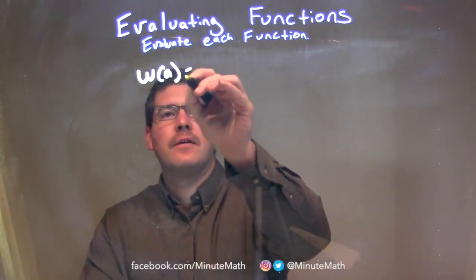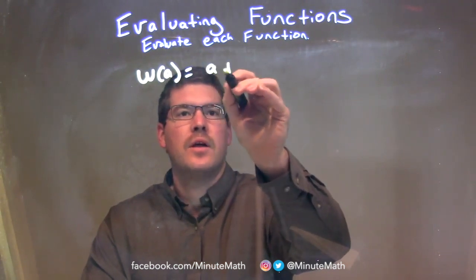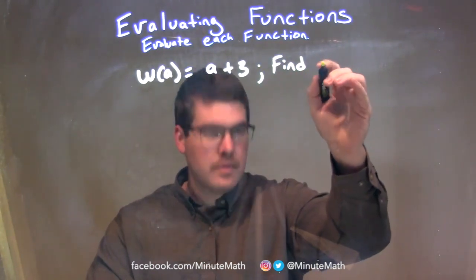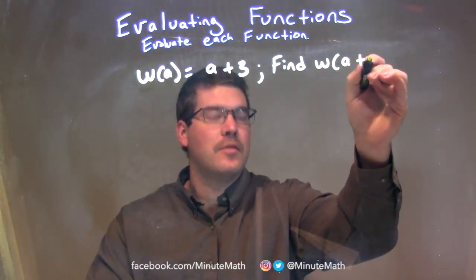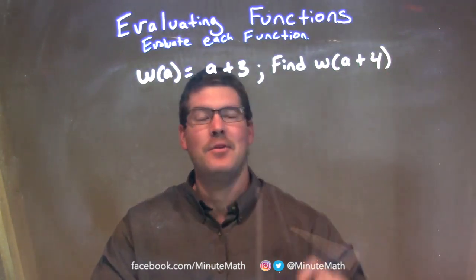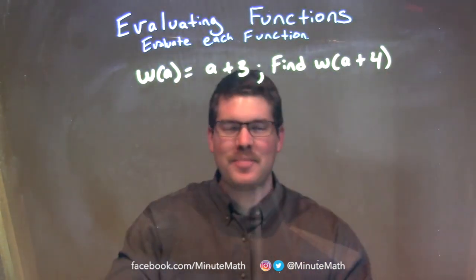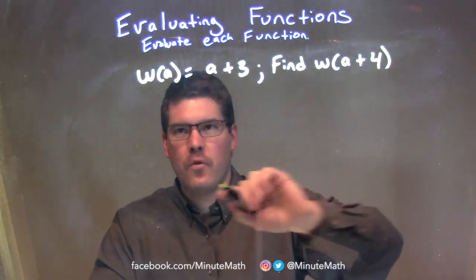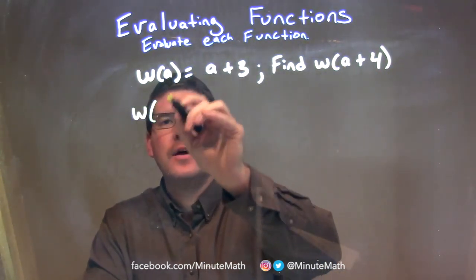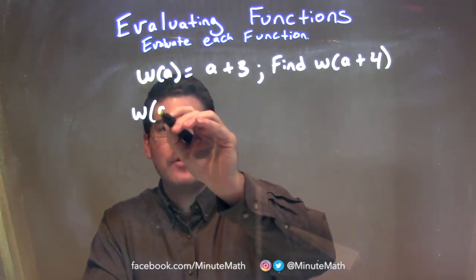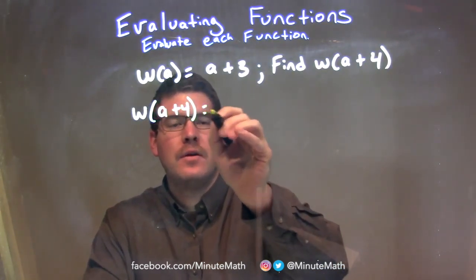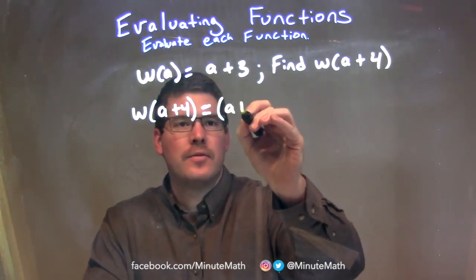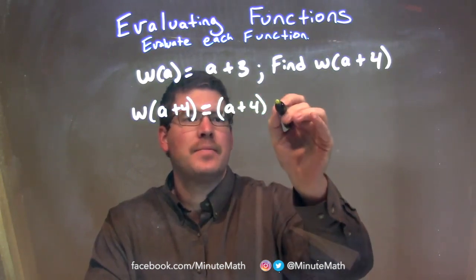W of a is equal to a plus 3, and we need to find W of a plus 4. Okay, be careful here. We have a plus 3 and a plus 4. What this means is every single time we see an a, we need to plug in an a plus 4. So the W comes down, so instead of a, we have W of a plus 4. So that's equal to this a here. Let's plug in an a plus 4 for it. So a plus 4 in place of that a, and then we add a 3.